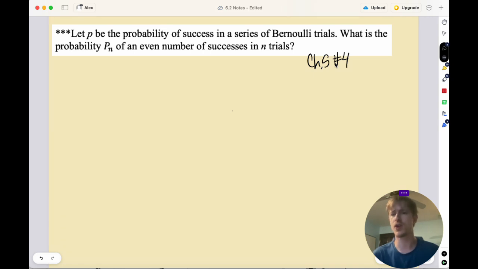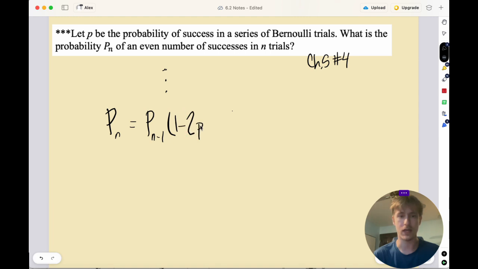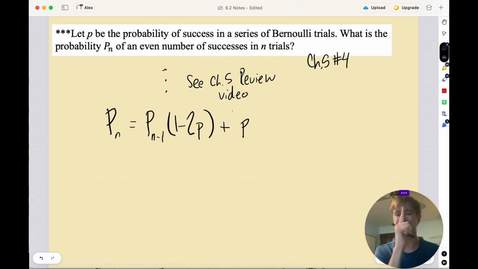So I'm going to refer you to this video to get to the following point, so you can inductively establish that capital P sub n, which is what we're trying to find, is actually going to be equal to capital P sub n minus 1 times the quantity 1 minus 2p, lowercase p, plus lowercase p. Okay, so I should just say see chapter 5 review video. I might put a link to that right here-ish. Sorry, I'm new to YouTube.